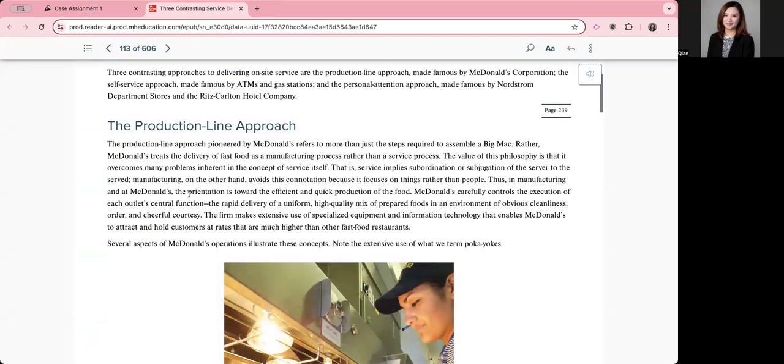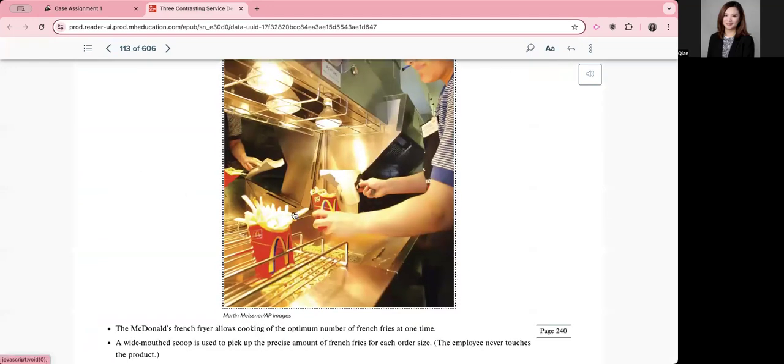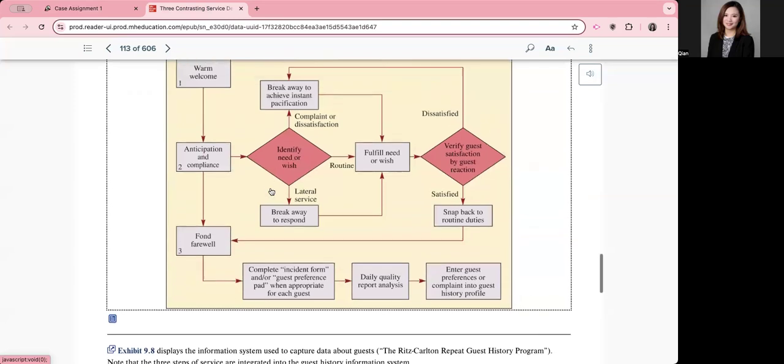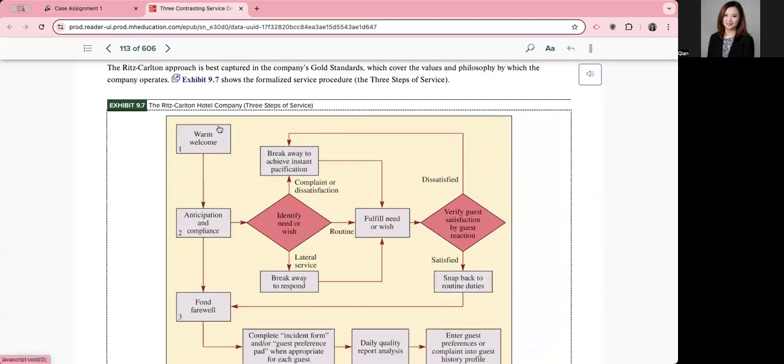For this case assignment, I'd like to show you one example from the textbook, which focuses on the Ritz-Carlton Hotel Company. You can see the diamond symbol. We use the rectangle to represent the normal activity. When the customer arrives, they receive a warm welcome, and they probably will have other activities there. But if they need to identify something, they will have different routes after that activity. That's the reason we have the different arrows here.